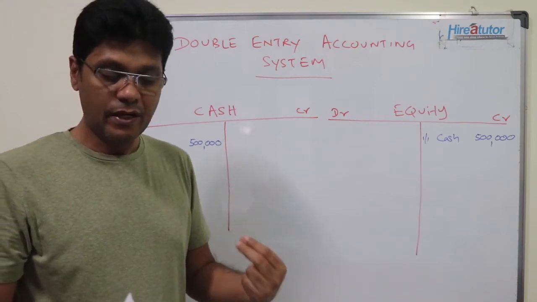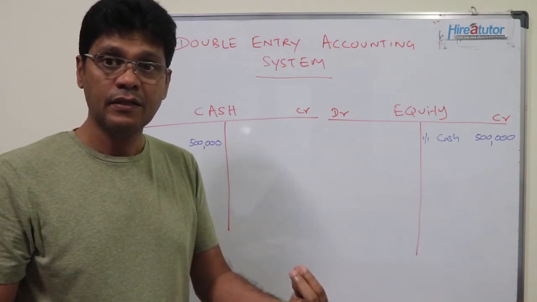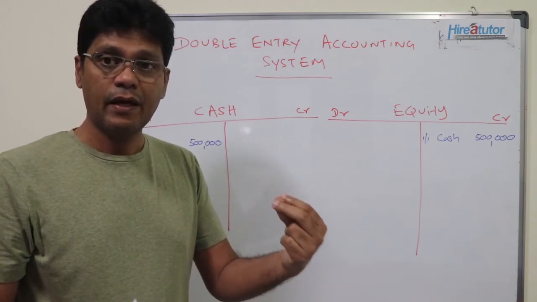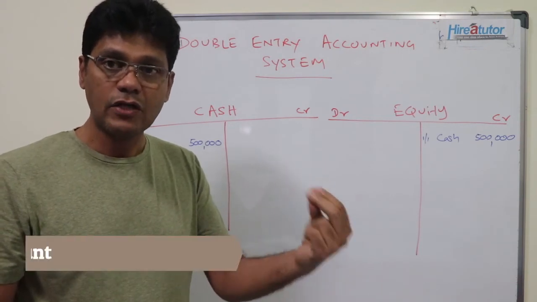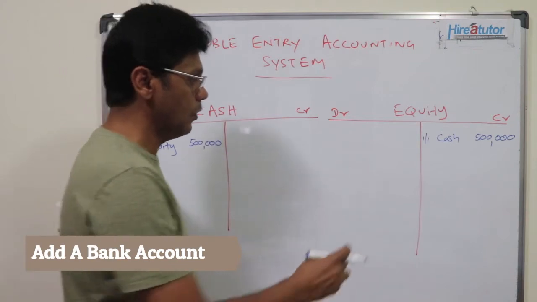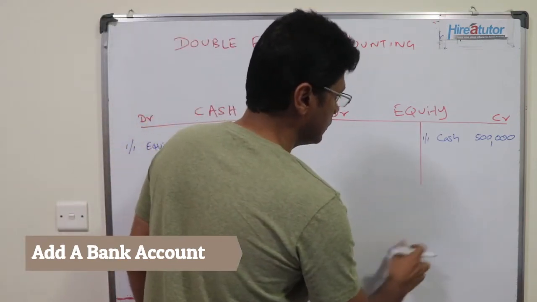And he received this money from the bank. We need to pay back to the bank. So therefore there's a liability. The bank account has to be created. So let's open a bank account.